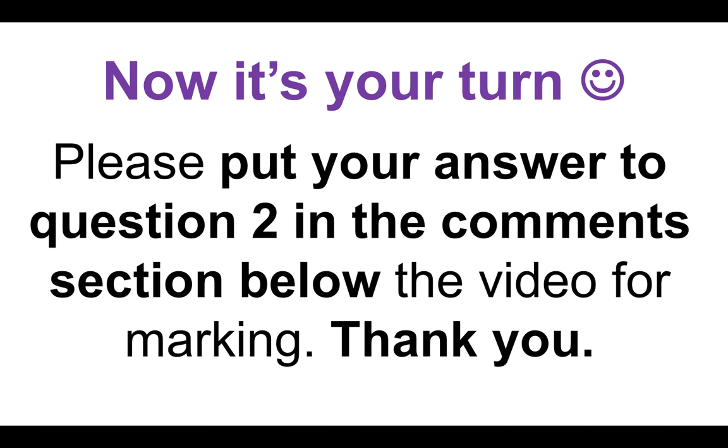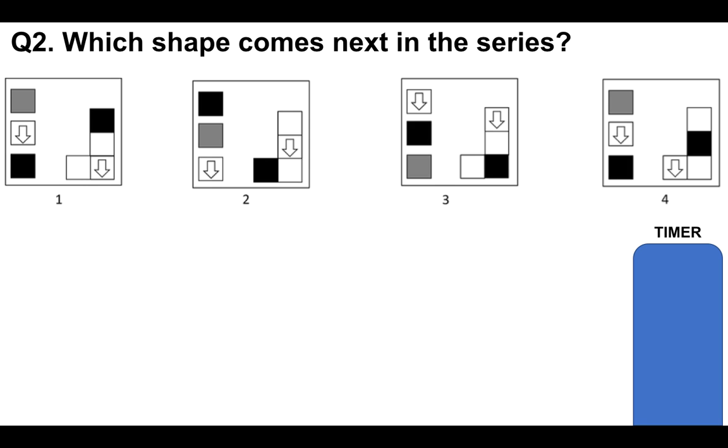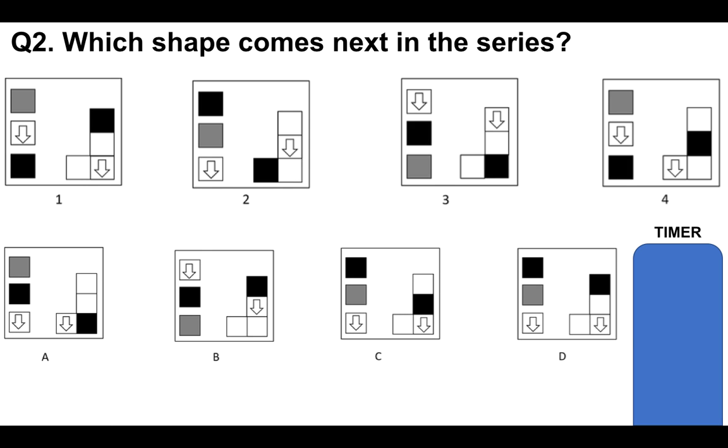So now it's your turn. Please put your answer to question number 2 in the comments section below the video for marking, and we'll come on here each day and we'll answer them for you. So here we go. Which shape comes next in the series? So you've got 1, 2, 3, and 4, and the answer options are A, B, C, or D.